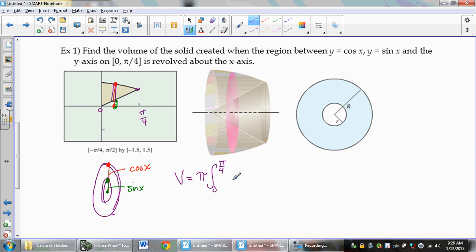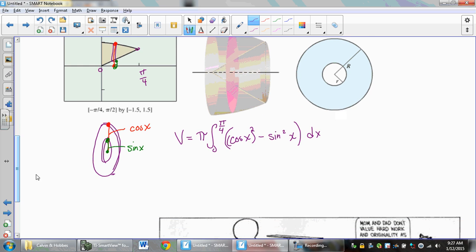Now I need capital R minus lowercase r, which stands for outer radius, or bigger radius, squared, minus smaller radius, squared, dx. I don't know why I gave one parentheses and one not. It doesn't really matter, but that is the correct answer. The volume of that solid is the integral from a to b of pi times capital R squared minus lowercase r squared. Outer radius squared minus inner radius squared.